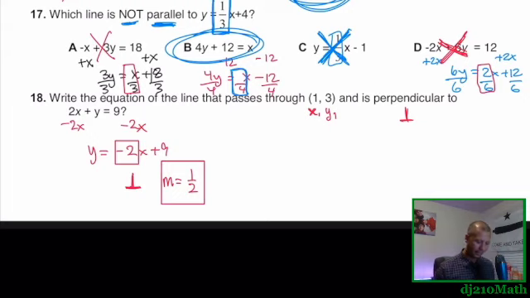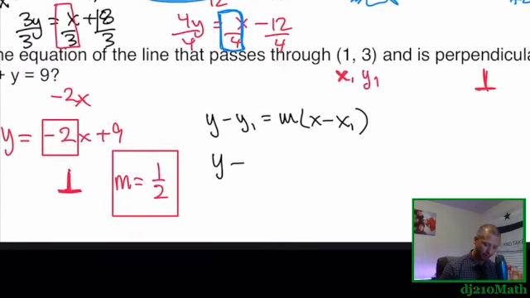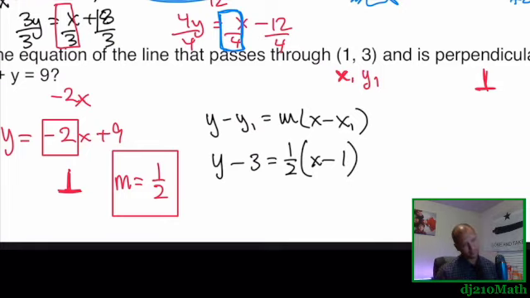Okay, now I have a point and I have a slope. So point-slope form: y minus y1 equals m times x minus x1. Plugging in what we know, y1 in this case is 3. This is equal to 1/2, because that's what m is, times x minus x1, and in this case x1 is 1. All right, there's the equation.